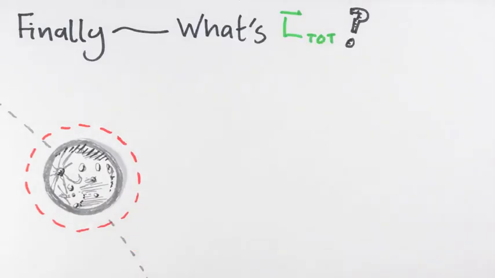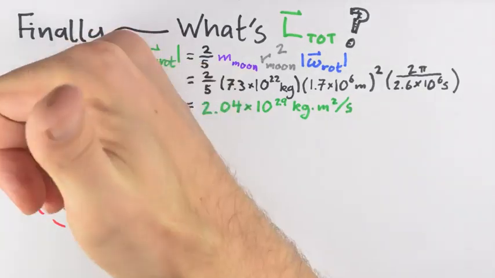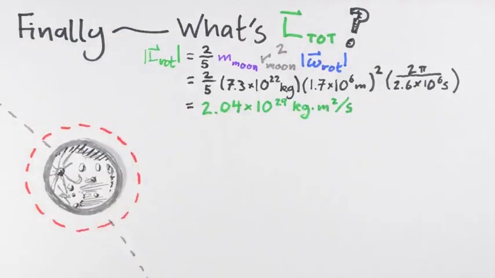To find the magnitude of the rotational angular momentum of our system, the Moon, we find the product of the Moon's moment of inertia and its angular velocity around its center of mass. We find the direction of the rotational angular momentum with the right-hand rule, curling our fingers in the direction of the Moon's rotation. The result points into the screen.